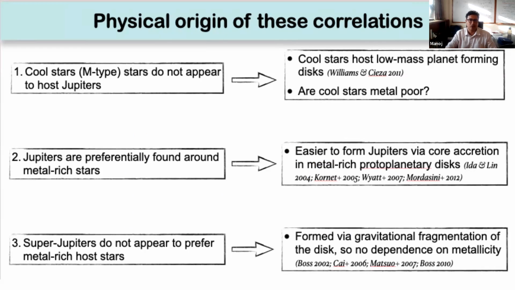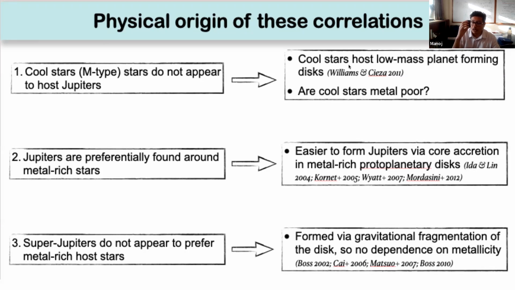So I've tried to summarize some of the things that we have seen so far. Cool stars do not appear to host giant planets. One possible answer could be that the planets are thought to be formed in the protoplanetary disk. When the stars form from the collapse of a molecular cloud, it forms a disk around it, and we believe that planetary systems are formed out of this disk, which we call the protoplanetary disk.